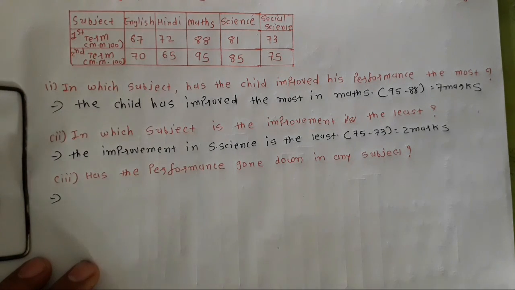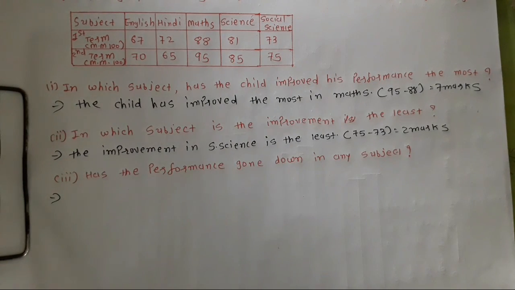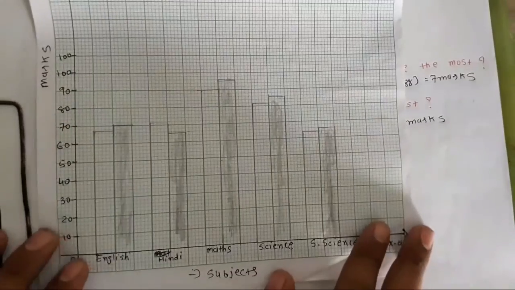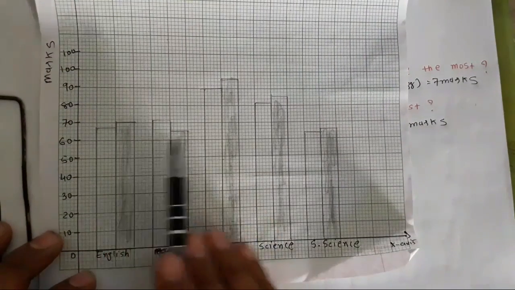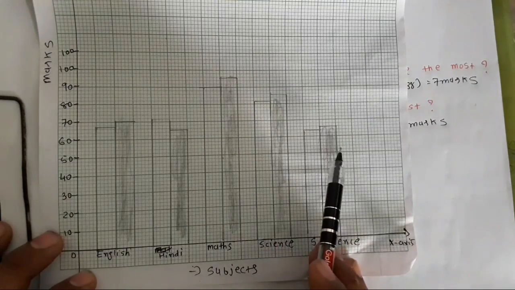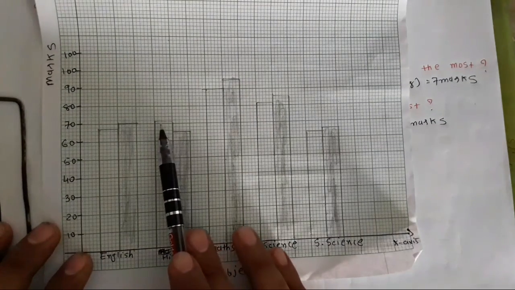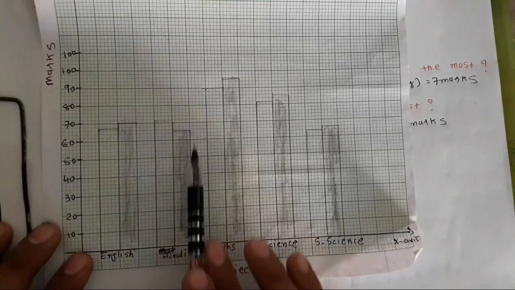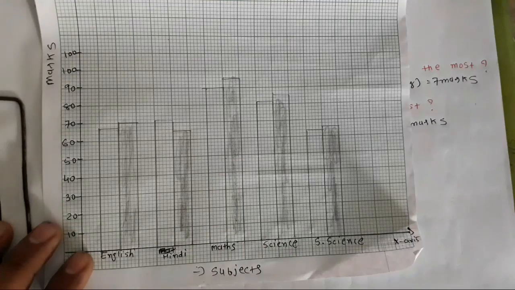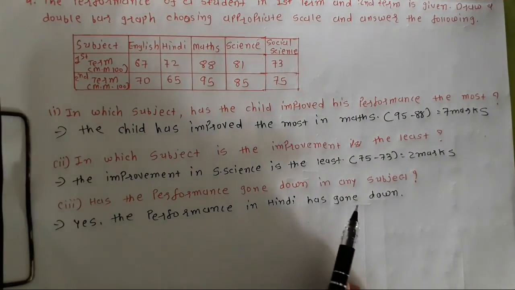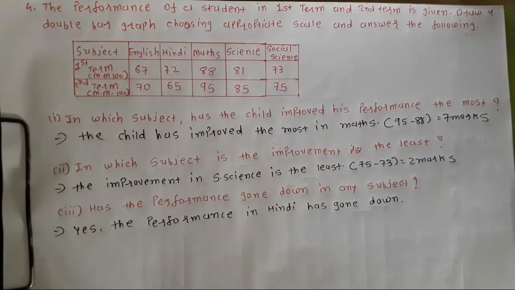So we have to find whether compared to first term, in second term the performance has gone down in any subject. For that we'll observe the graph. In English we can see performance improves, in maths performance improves, in science and in social science too. But in Hindi we can see that compared to first term, in second term performance goes down. So we can write, yes, the performance in Hindi has gone down. So here the question is completed.